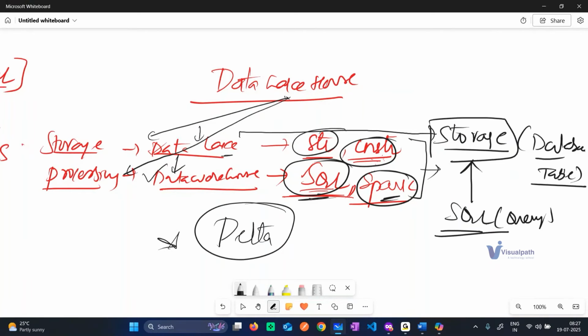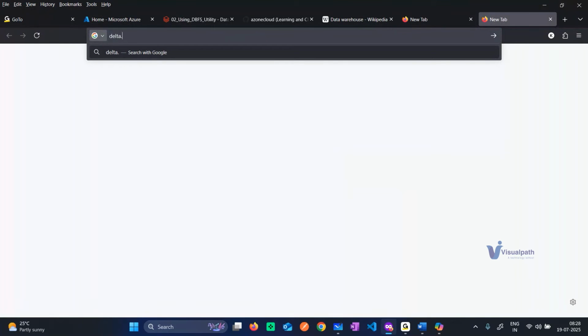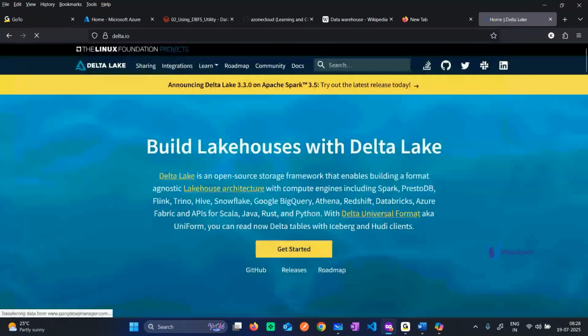Mr. Delta has come into the picture. If Delta comes into the picture, participants, then what exactly is Delta all about? Let's look for delta.io. That is the answer, participants, that I have been awaiting, and this is the point that I've been awaiting for all of you to come. So participants, now this is the time for us to focus on building lakehouses using Delta. That means Delta is the one that is expected to take us to the next level.